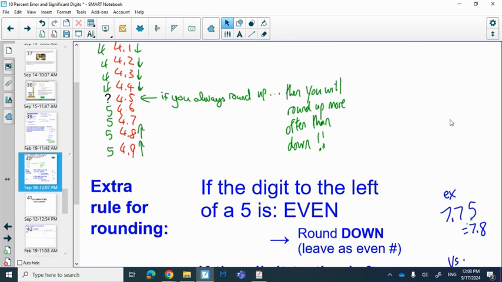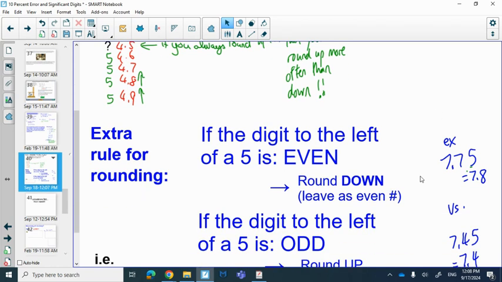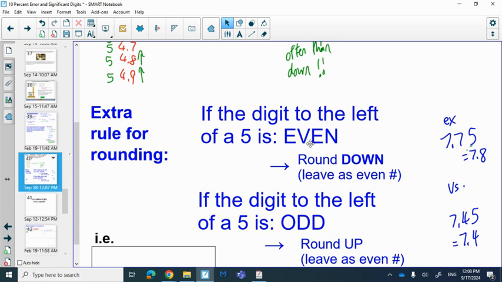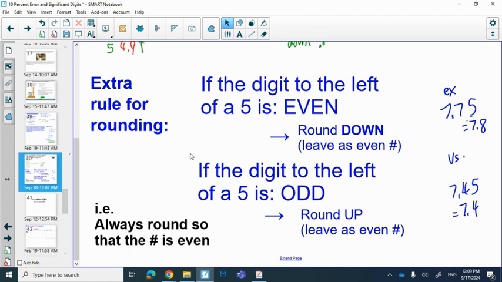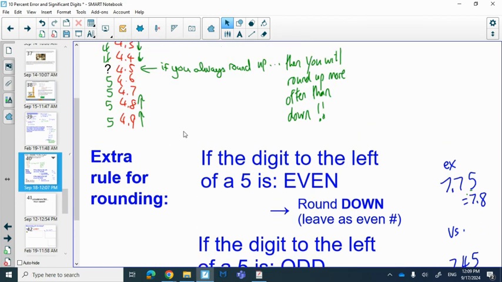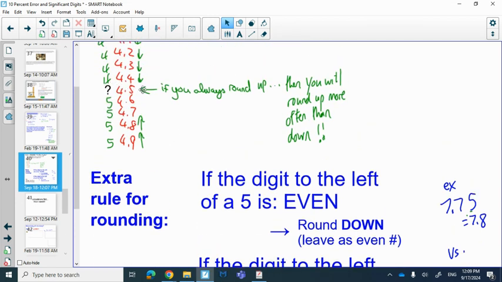If it's a 5, you're rounding out, and it's the digit to the left. You round down if it's even. In other words, you leave it as even, or you round up if it's odd. Okay, so 7.75, I would round up to 7.8, or 7.45, I'd leave it 7.4. An easier way to think of that is you're always just going to round so that the number is even. And that basically makes it so that half the time you're rounding up, half the time you're rounding down for this middle number, which makes it 4.5 round ups and round downs. Okay, so that's a little extra rule.